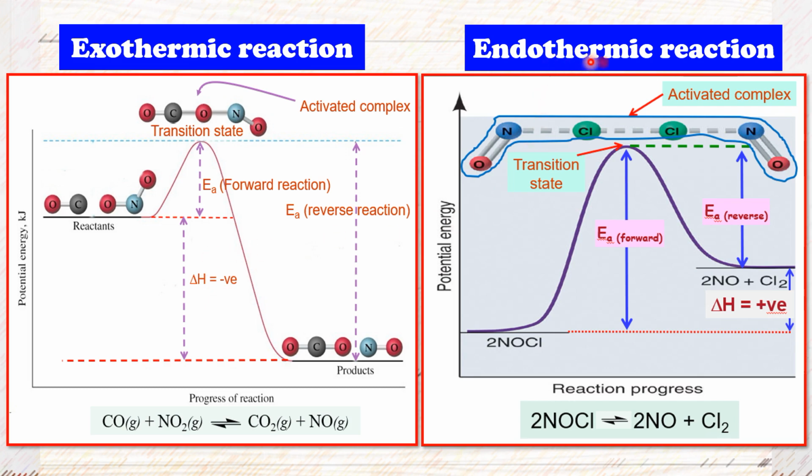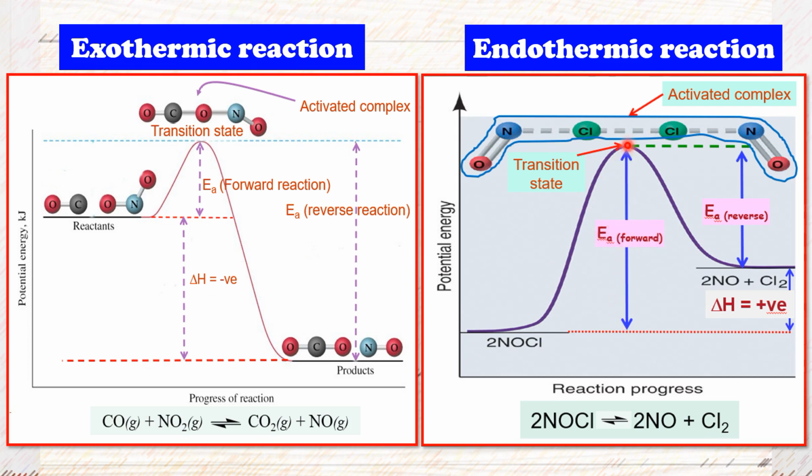Right, so for the endothermic reaction, let's say we have 2NOCl produce 2NO plus Cl2. So this reaction is also reversible reaction. We can see that the potential energy for the reactant is lower than the product. So as the reaction proceeds from the reactant to the product, so the reactant should have a minimum kinetic energy to initiate the reaction to occur, which refer to the EA. So this is EA for the forward reaction.